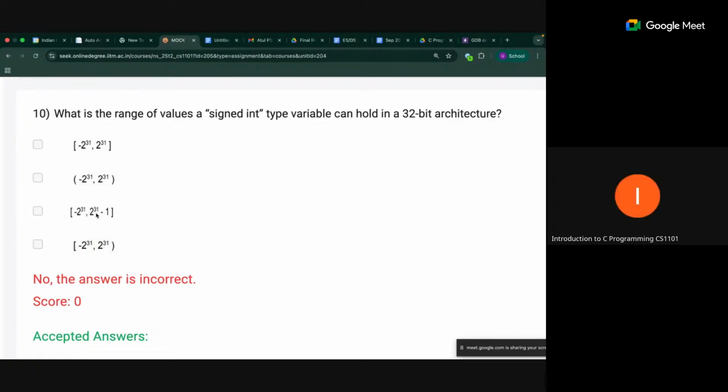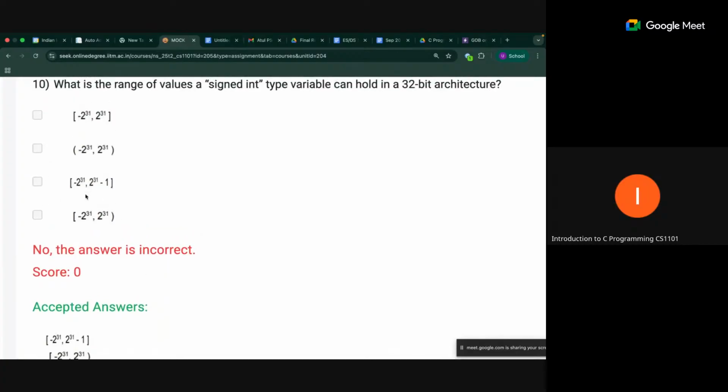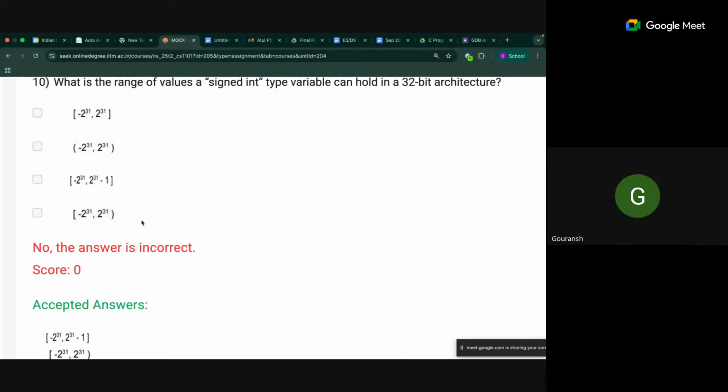Okay. So generally, if I give the square braces, it includes the endpoints also, and if we give the parenthesis, the round braces, that denotes the exclusion of the endpoint. Okay. So here the range should be minus 2 to the power of 31 to 2 to the power of 31 minus 1, right? Yes, this is acceptable as well as this, because here they have given the round braces.